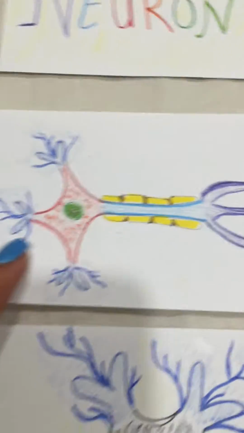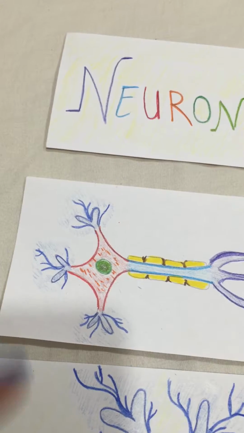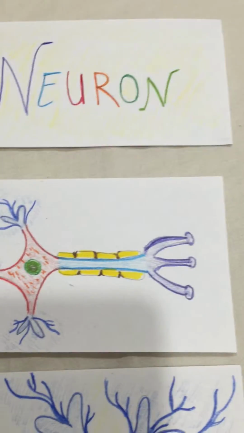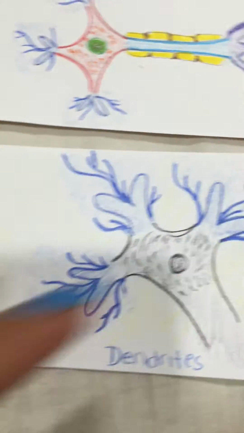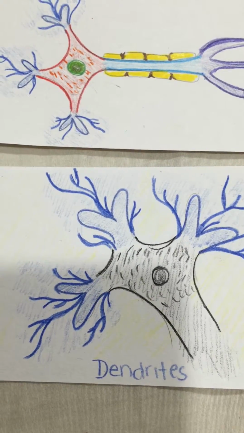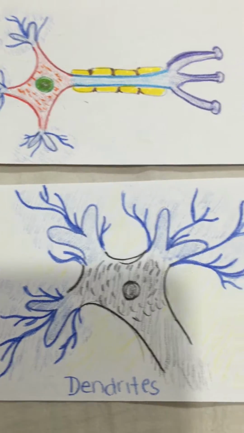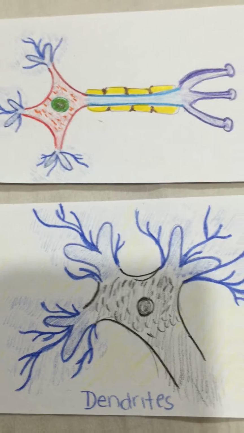So this right here is the basic structure of a neuron cell. We have right here in the blue the dendrites. Dendrites are the main apparatus for receiving signals from other nerve cells. They're basically the antenna of a neuron.